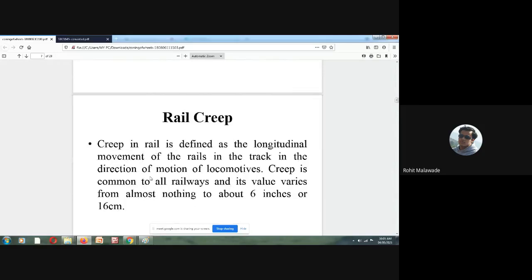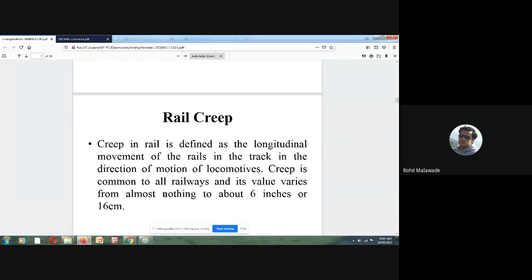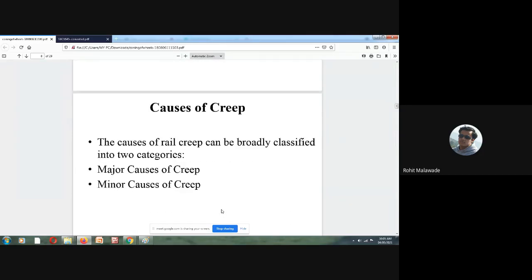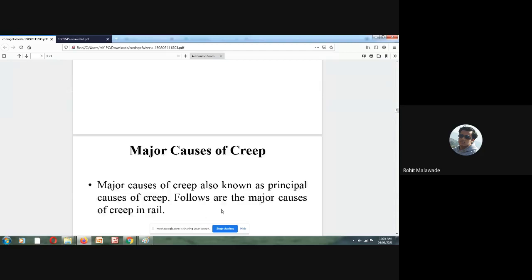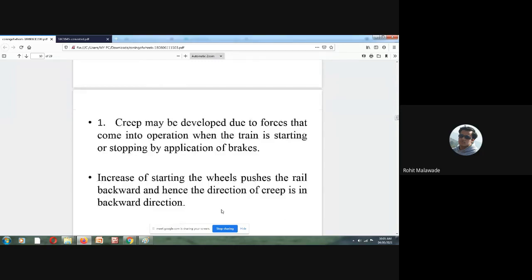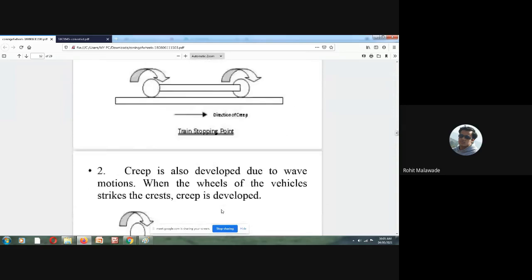Creep in rails is defined as the longitudinal movement in a track in the direction of the motion of the locomotives. Creep is common to all railways and it is going to vary from place to place. In a forward direction, we are going to have different types of creep, and when we stop the vehicle, we are going to have the forward creep. This is how the different types of creep occur. This is a starting point and this is the stopping point.